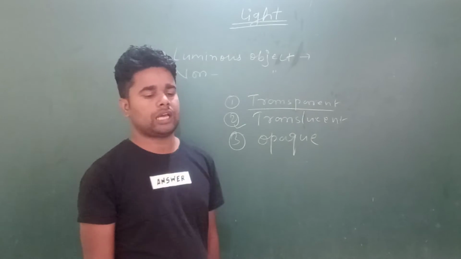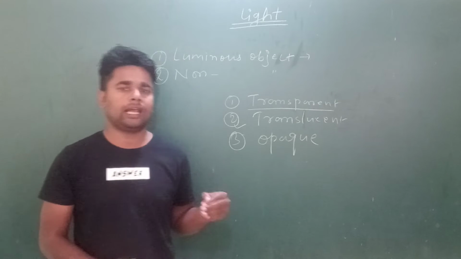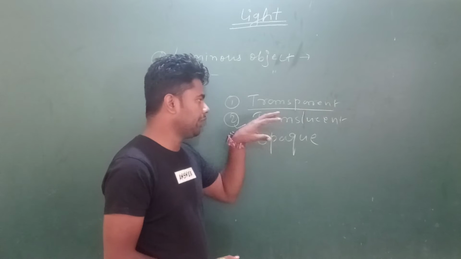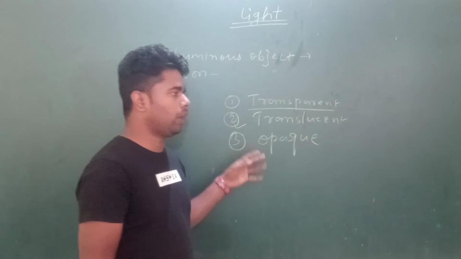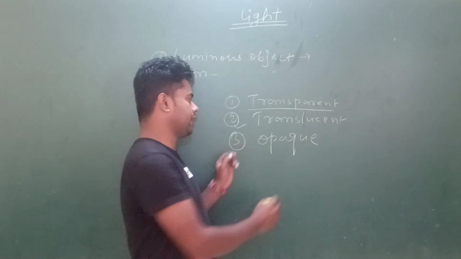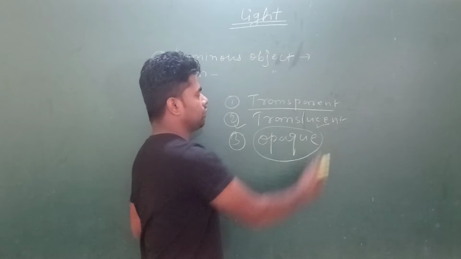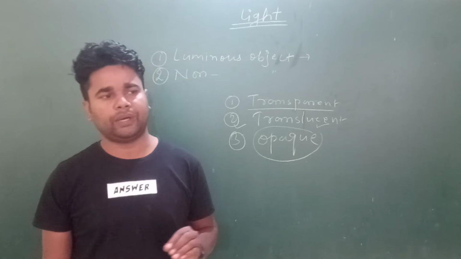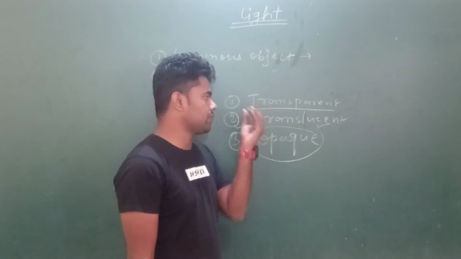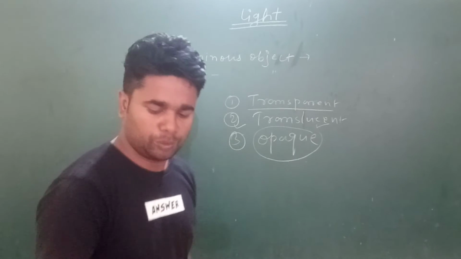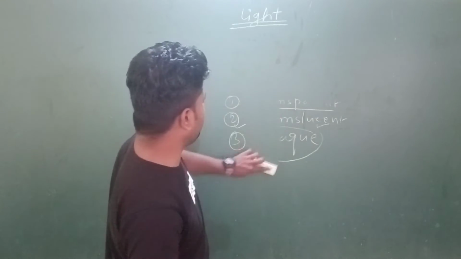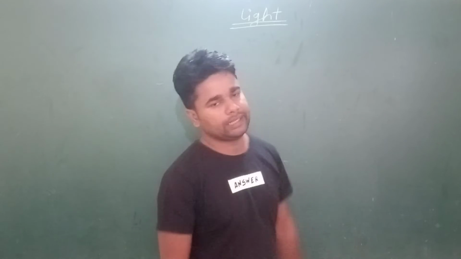And an opaque object is the kind of object which does not allow light to pass through it at all. Examples of opaque objects are the wall, brick, the table, the chair. And translucent objects, for example, the paper, the oil paper, the polythene. So we have discussed objects according to producing light and passing light through the object.